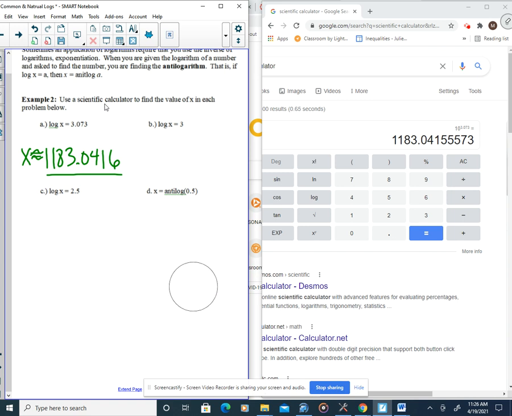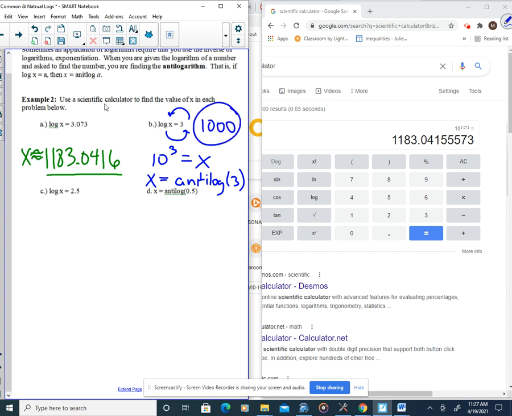All right, so let's try B. It says log of x is equal to 3. This one you could actually do without your calculator. Because again, the base is 10. So you do the circle of life. 10 to the third power is equal to x. Or you can write it as x is equal to the anti-log of 3. So what is 10 to the third power? Oh, I just said it in the last one I was talking about. That's 1,000. So x is equal to 1,000.